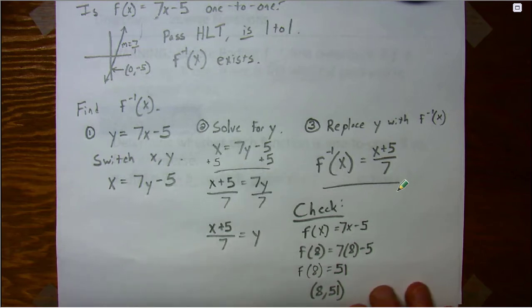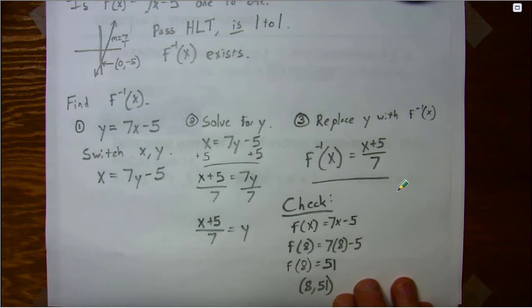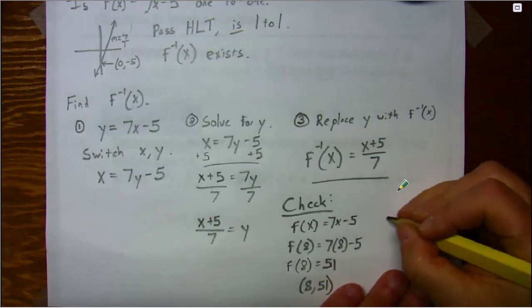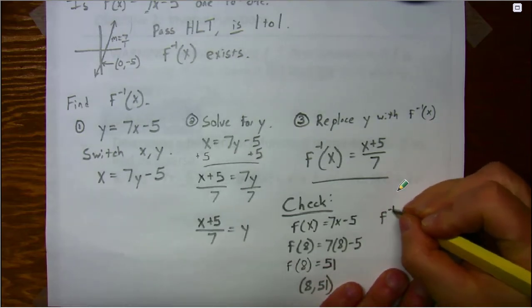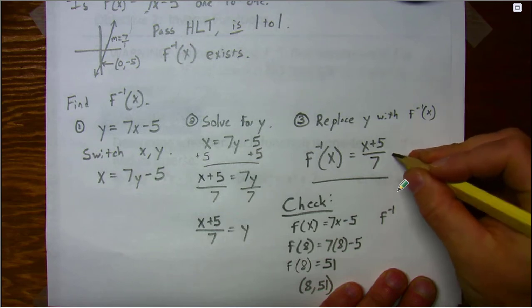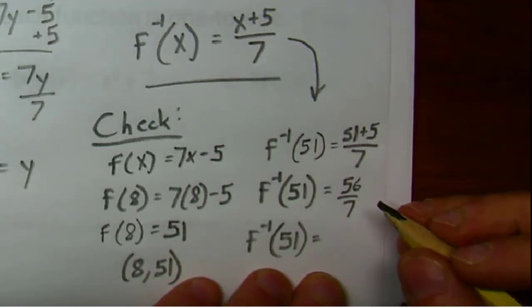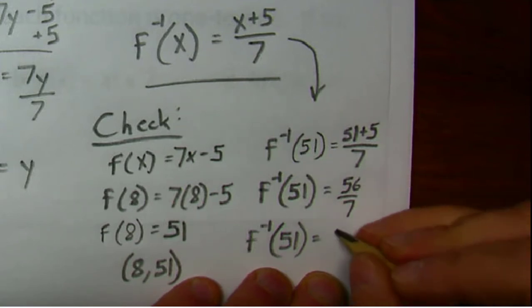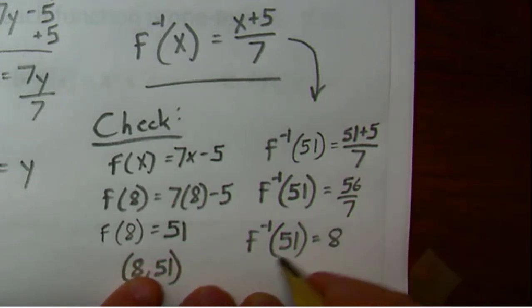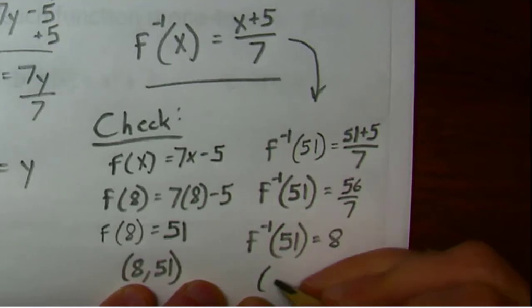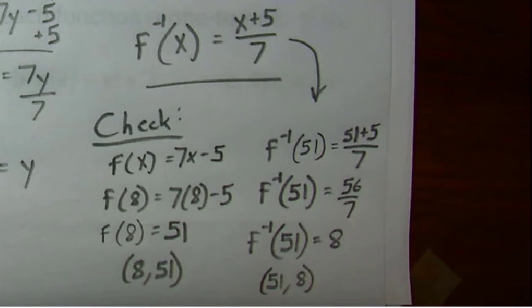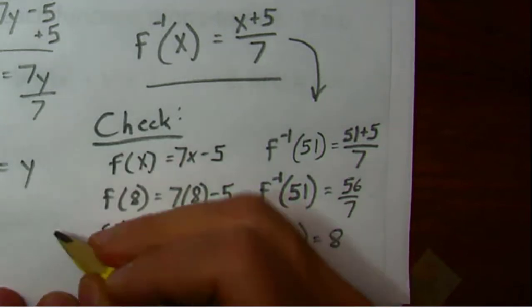Okay, well then it must be true that the inverse function should send 51 back to 8. Since f inverse of x is (x plus 5) over 7, then f inverse of 51 is equal to 8. So the inverse function sends 51 back to 8. That's exactly what the inverse function should do. It works exactly as it should.